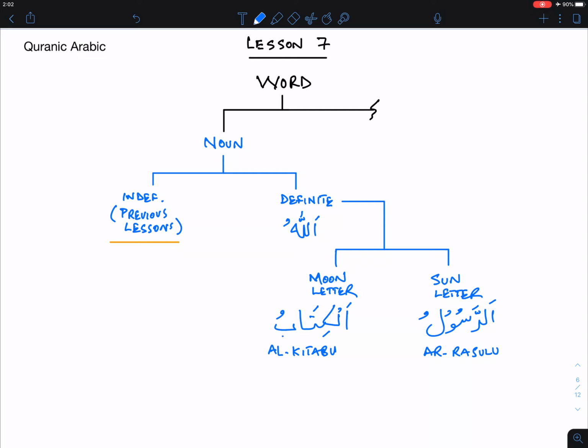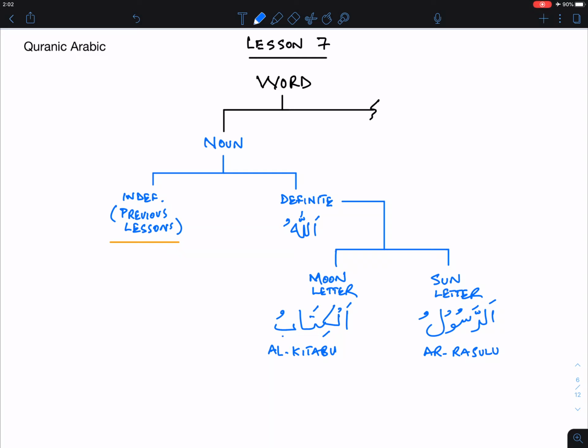These are sun letters. There are several of them. I just brought the ra as an example. You can see it's going to be difficult to say al-rasulu, and it has to do with where the pronunciation of the word comes from. So you won't say al-rasulu. Because it's difficult in any case, you're going to say ar-rasulu. You're going to merge the lam and the ra.